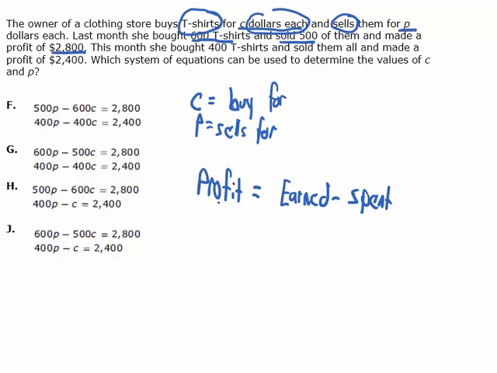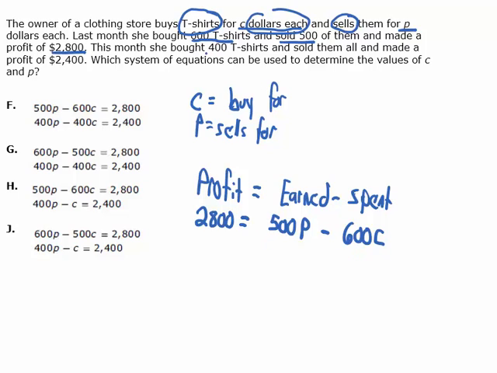So let's see if we can figure out what the profit was. She made a profit of $2,800. So $2,800 is the profit, equals the amount she earned. So we know that she earns money by selling shirts. So she sold 500 shirts, 500 times the amount she sold them for, minus what she spent. She bought 600 shirts, so 600 times the amount that it cost her to buy them. So there's our first equation.